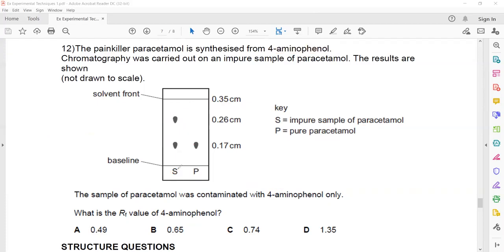And they mention that this sample contains paracetamol as well as 4-aminophenol. So this is the spot of 4-aminophenol. Is it clear? Any doubt in MCQs till now? Is it clear to everyone? The first 12 MCQs. Now the structure questions.